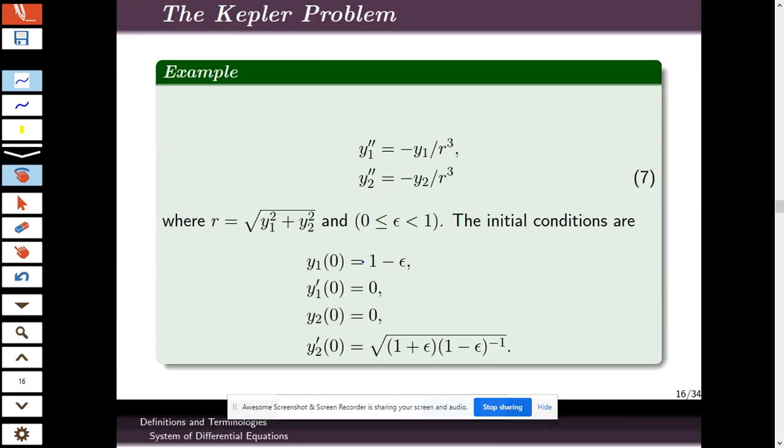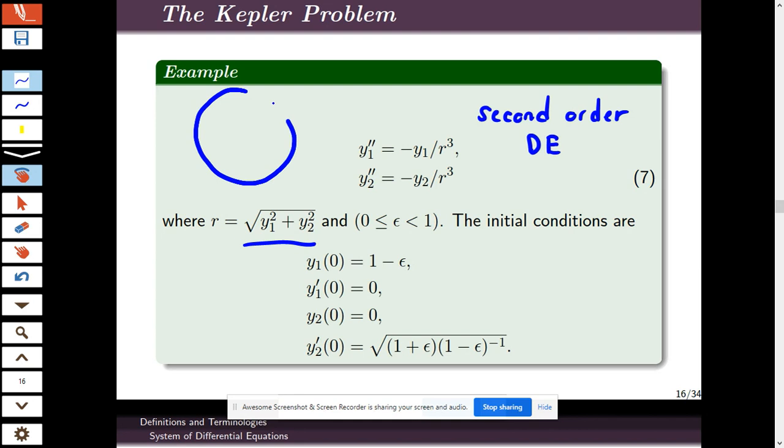And this is a Kepler problem. It's a second order differential equation, second order DE. So what happened here? This is the value of x, and this is the value of y. If I plot this graph, I can get a perfect circle. The exact solution is a perfect circle.